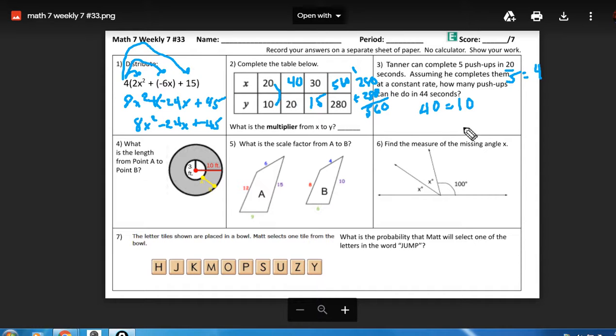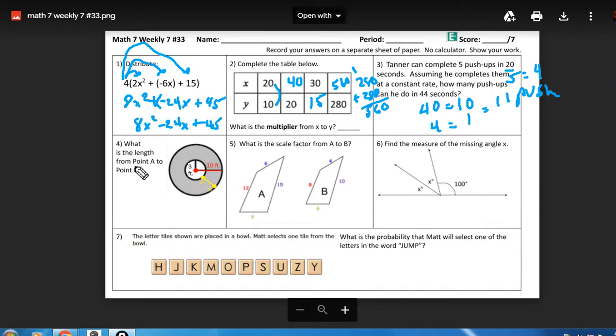So he's doing, let's see, not 4 push-ups every second, 1 push-up every 4 seconds. So to do 4 more seconds, he's going to do 1 more push-up. So he's going to have 11 push-ups. Sorry, that one made me think there for a second that I was doing that right.